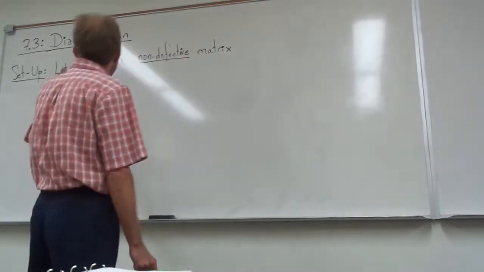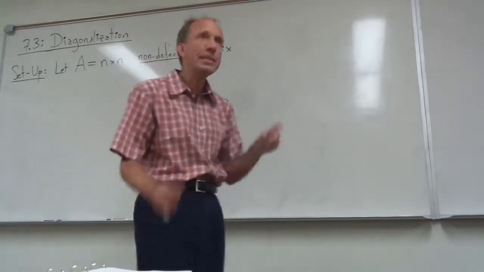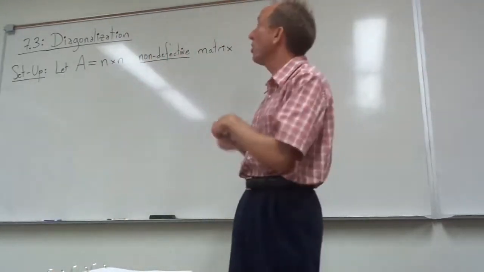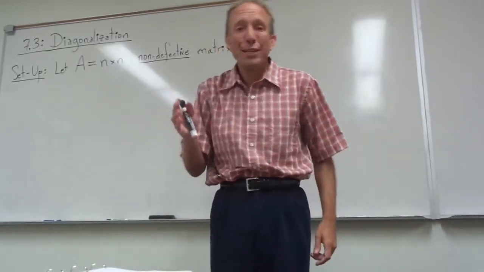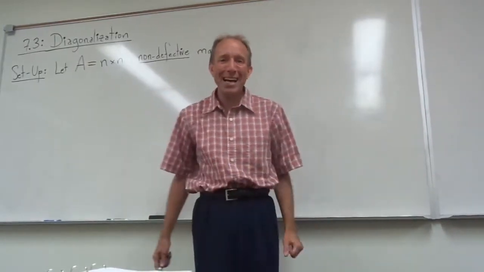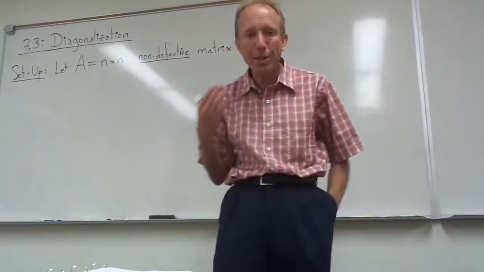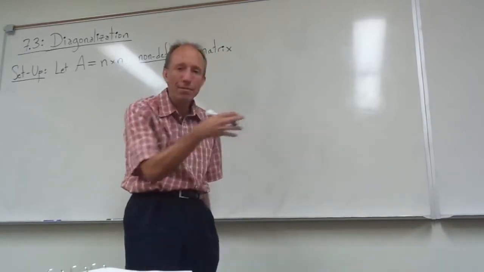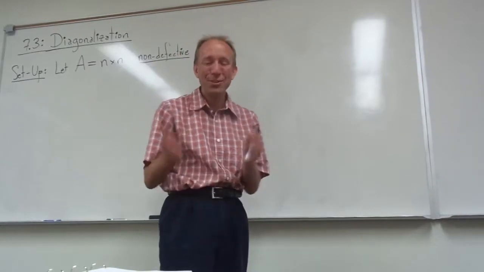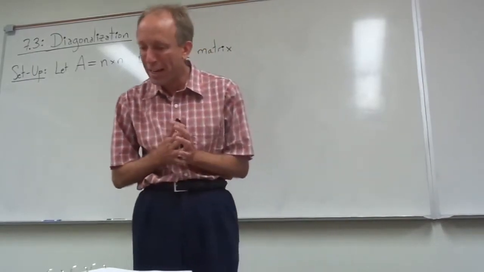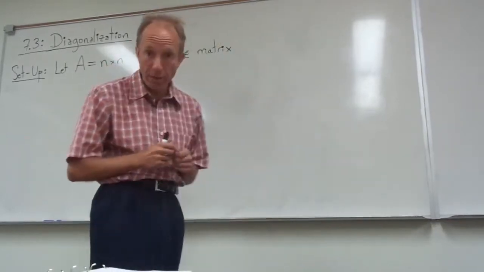Okay, so let's suppose that we have a non-defective n by n matrix. Incidentally, if your matrix is defective and you want to do something like diagonalization, you get to take Math 307 to learn about that. So there is some hope even for a defective matrix, but it's a bit more complicated. We're going to save that for when you become math majors and you take Math 307. You'll see what I'm talking about. But let's just focus on non-defective matrices for this particular video.